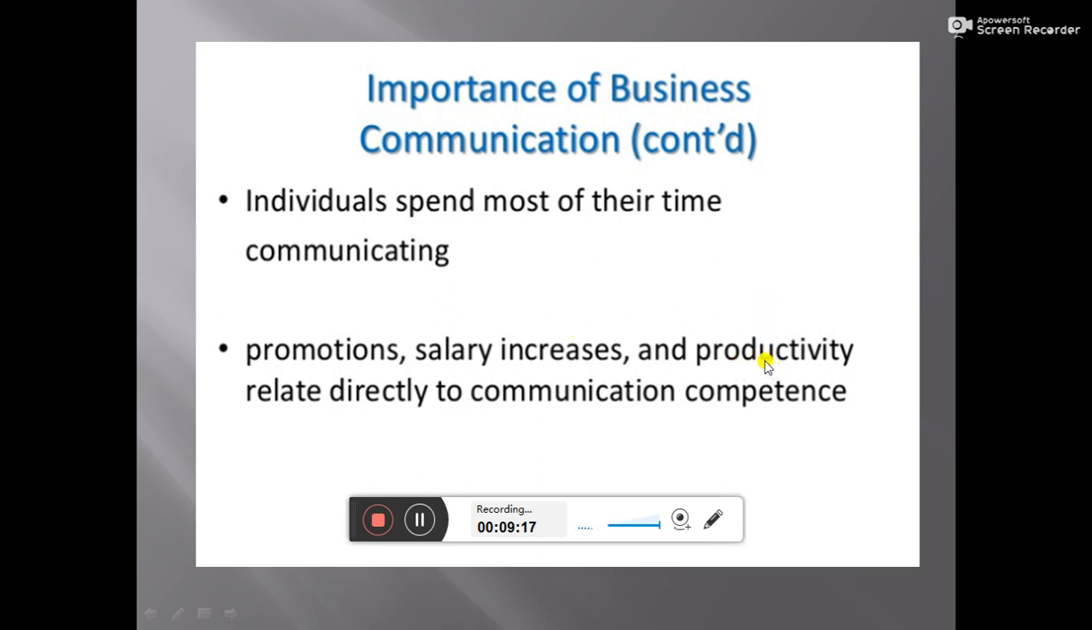Yes, this is what I have already talked about: promotions, salary increases, and productivity are related with what? Communication competence. The more competent the person is in communication, the better he will be able to achieve all the targets such as promotion, salary increases, and productivity. That is, the more communication skills you have, the more chances you have of moving ahead while working in a business organization, because no one will open your mind. Your competence level is actually reflected through your communication. Your conversation, your writing, your speaking reflects how competent you are.